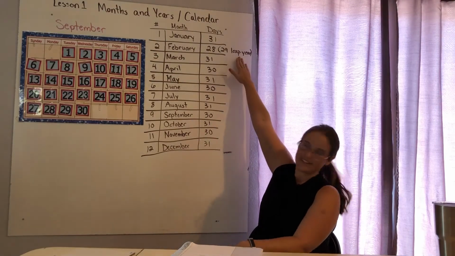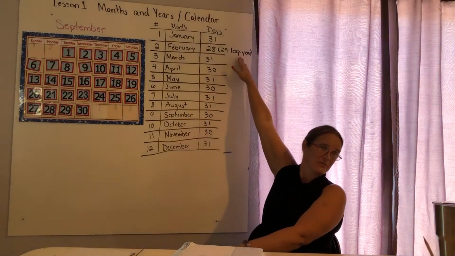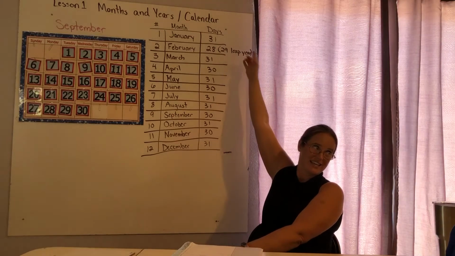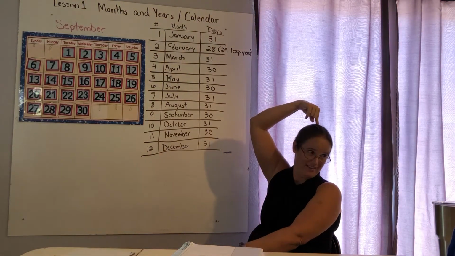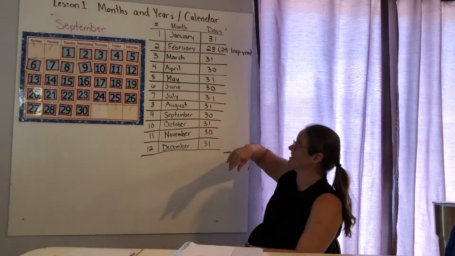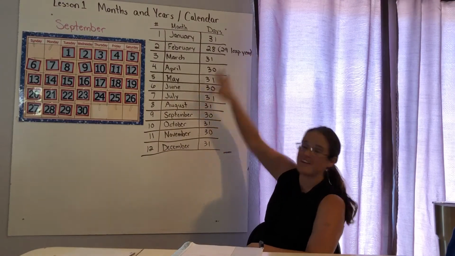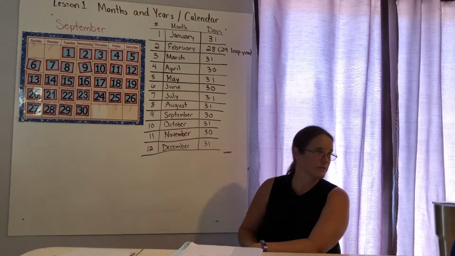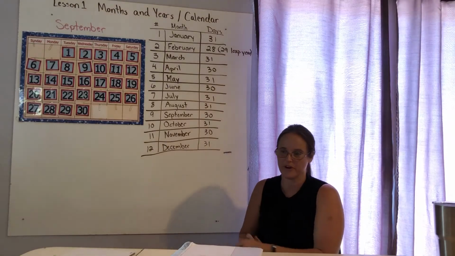So February is our special month. I always remember February is the special month because it's my birthday month. So I like February, I think that's a cool month. But every other month has 30 or 31 days, so it's kind of easy to remember.